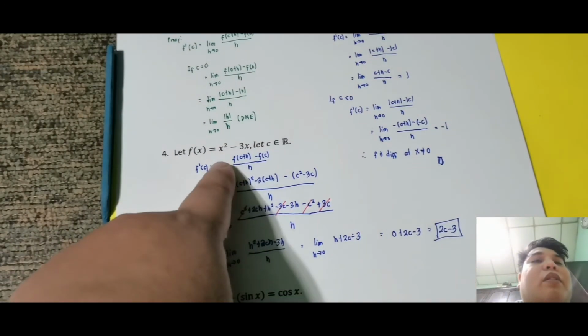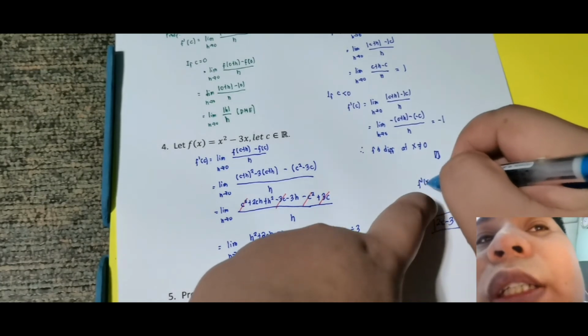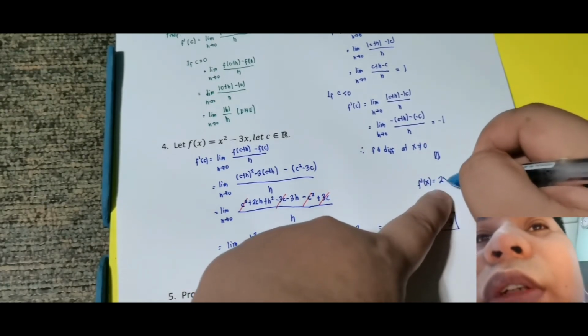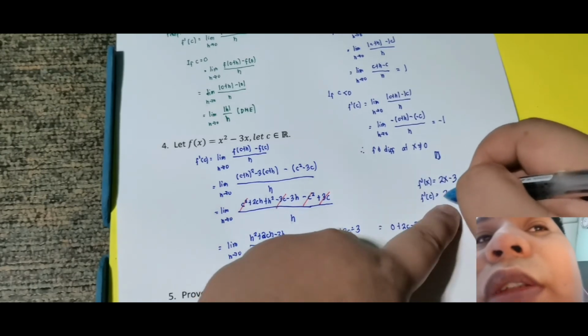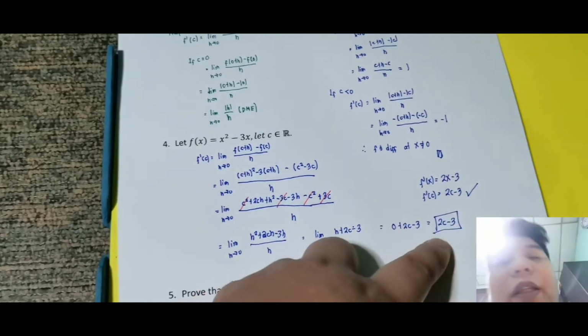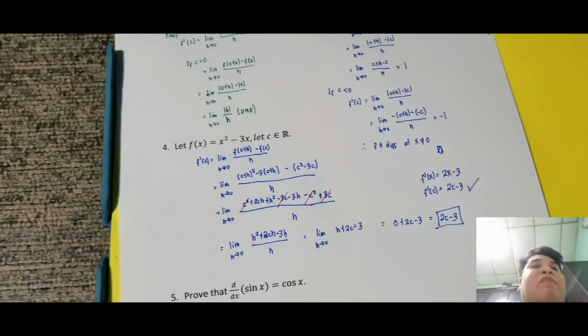Ano ba derivative nito? Note na yung f prime of x is just 2x minus 3. So f prime of c is just equal sa 2c minus 3. So tama naman. Nakuha natin using yung definition of derivative. Okay, so ganyan naman yung gagawin natin pag number na yung nag-exist.